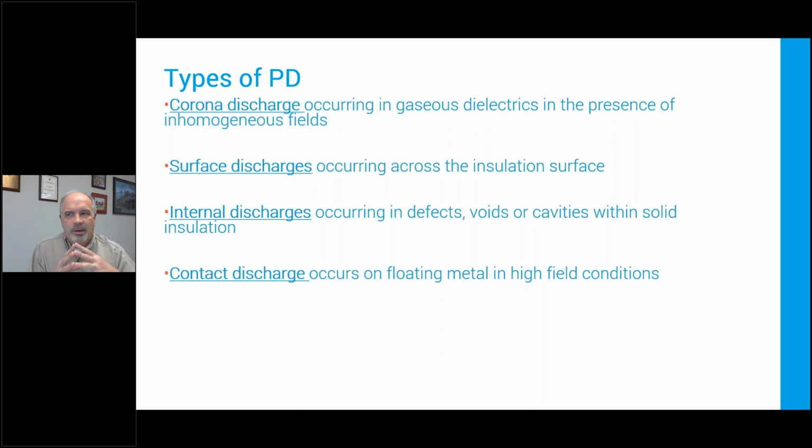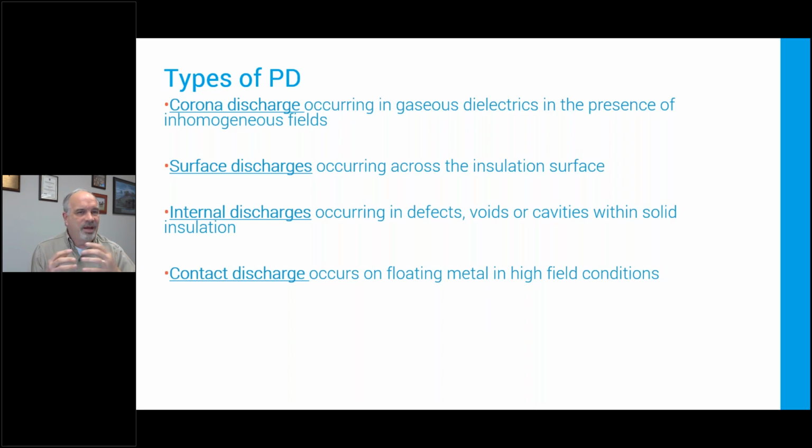We like to talk about PD in four different types. The first one is corona discharge. This is a term people use interchangeably for partial discharge: I've got corona, I've got a corona device. Corona is just one form of PD, and it's actually the least harmful form of PD. Corona is a discharge into a gaseous dielectric, air typically.